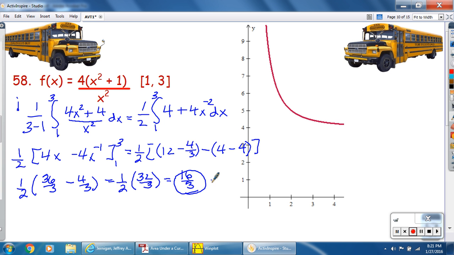So that is the average value. All right, let's see if I can do a better job of showing what that looks like. 16 thirds is 5 1/3. 5 1/3 is about here. Let's see if I can draw a line. Well, that's not too bad. The interval is from 1 to 3, so let's come from 1, okay, and to 3.